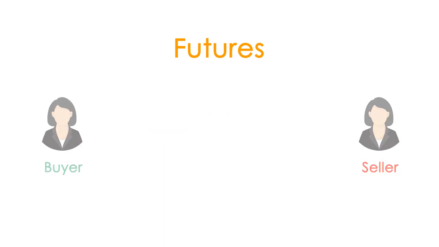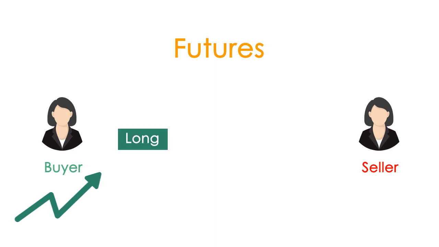Like regular trading, there are two sides, buyers and sellers. Buyers are traders who believe the price of Bitcoin will be higher than it is right now. We call them longs. And sellers are traders who believe the price of Bitcoin at the end of this period will be lower than it is right now. We call them shorts.